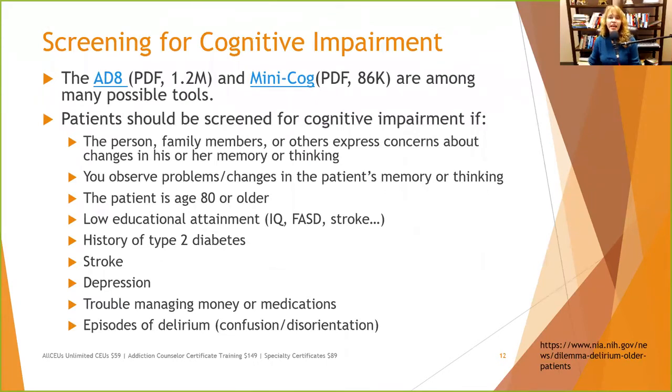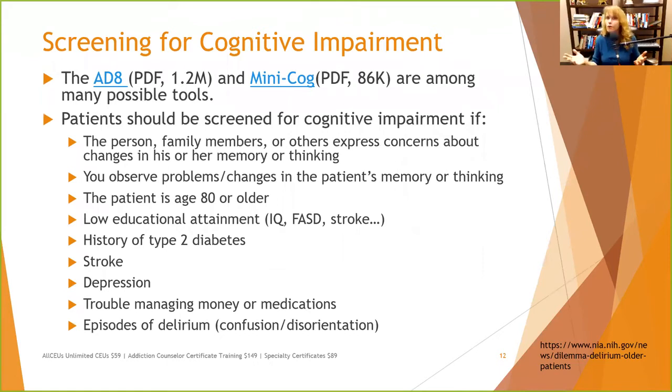Screening, the 88 or mini-cog are among many possible tools you can use. Patients should be screened for cognitive impairment if the person's family members or others express concerns about changes in his or her memory or thinking, you observe problems or changes in the patient's memory or thinking, the patient is 80 or older, or the person has low educational attainment.